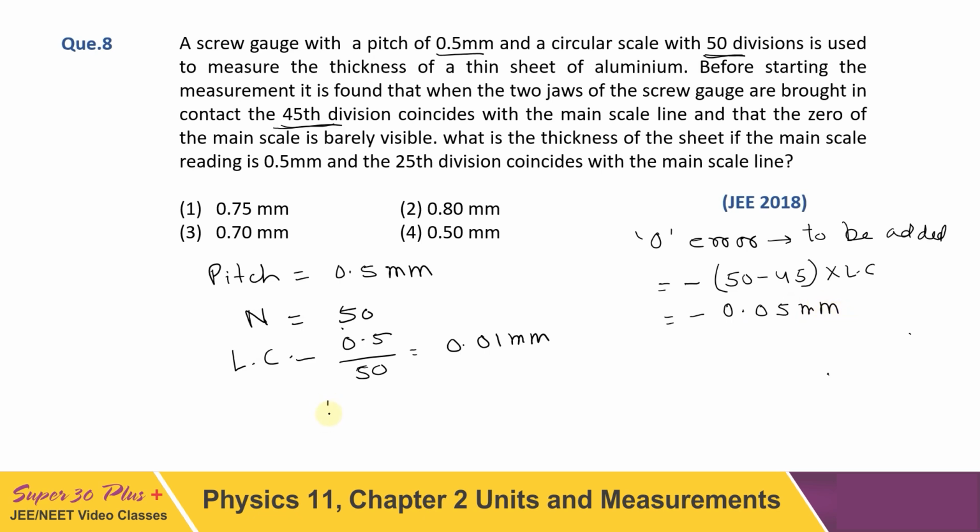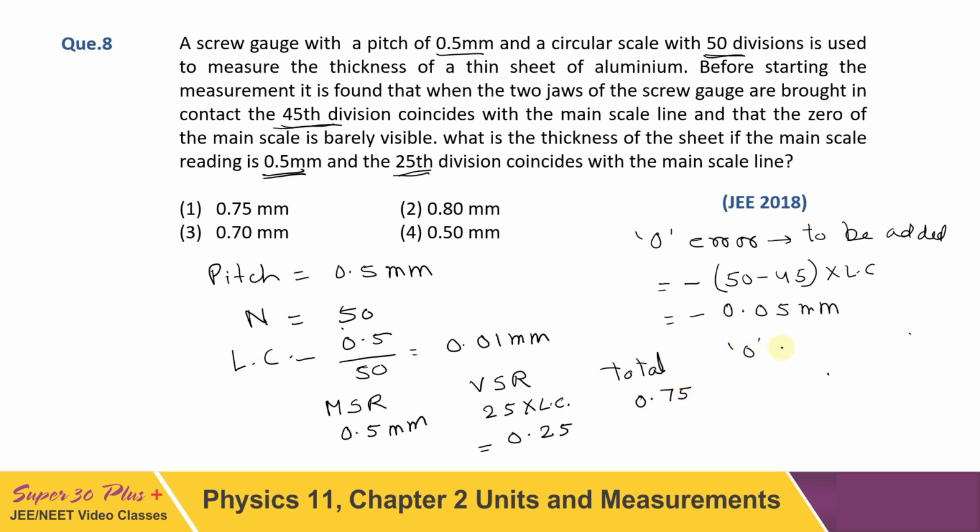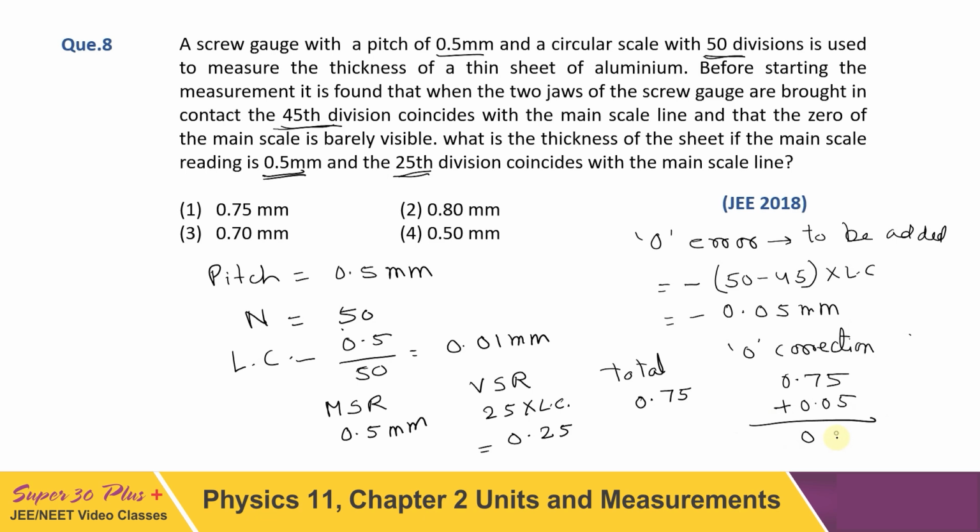Now we have to write the readings. Main scale reading is given here. This is 0.5 mm. Vernier scale reading: the 25th division is coinciding, so 25 into least count. This will be 0.25. If you add these two values, this will come out as 0.75. And after zero correction, this is to be added. Do remember, if zero error is negative, it should be added. So 0.75 plus 0.05. If you add these two values, that will come as 0.8 mm.